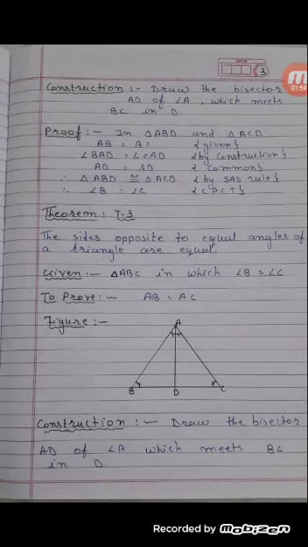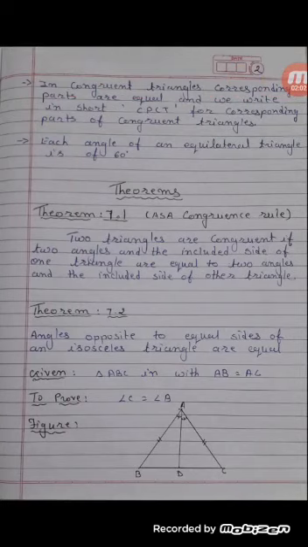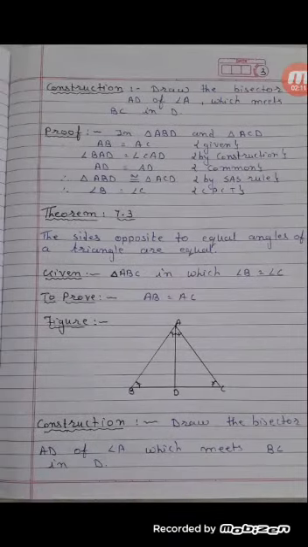Now construction we have to write, because you see in the figure we draw AD, the bisector of angle A. So we have to write the compulsory construction. Construction: draw the bisector AD of angle A which meets BC in D. Now proof. In triangles ABD and ACD, AB is equal to AC, given. Angle BAD is equal to angle CAD by construction. AD is equal to AD, common. So we can write triangle ABD congruent to triangle ACD by SAS rule. So we can write angle B is equal to angle C by CPCT. And here we have proved our theorem.